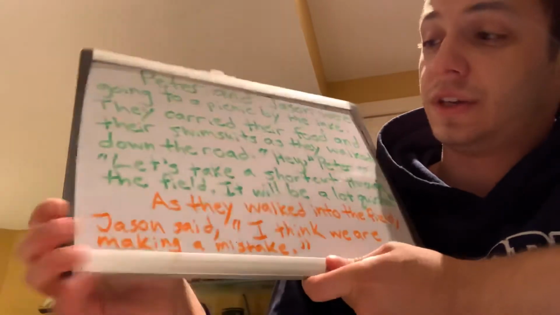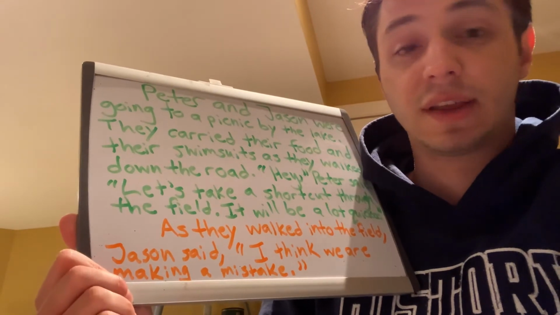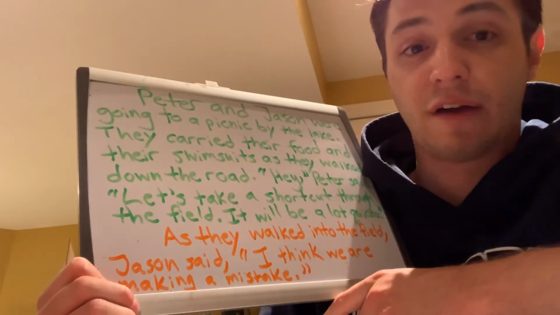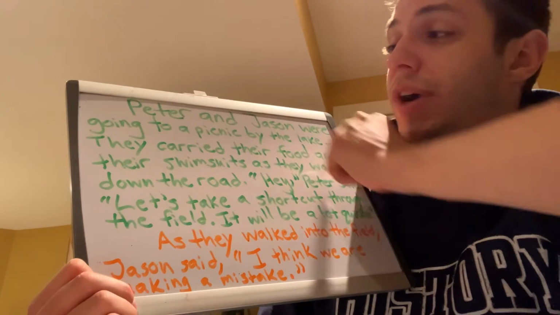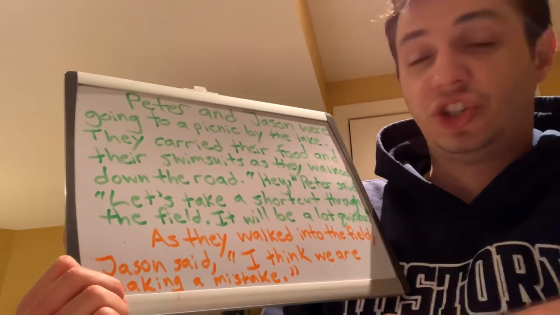In the orange, or the next paragraph, we have a new person speaking. That's why we had to start a new paragraph. Once again, in our first paragraph, only Peter was speaking. Now we have Jason speaking.